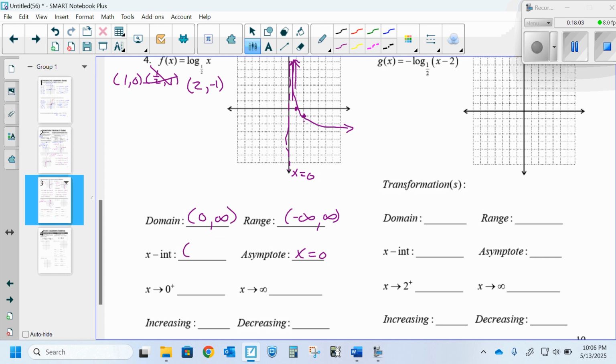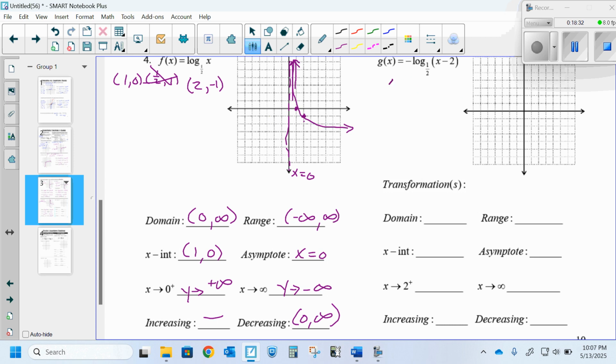X-intercept is 1, 0. Now be careful here. As x approaches 0 from the right, as you get to 0, your y value is going up. As x goes to the right, your y value is going down. This is decreasing from 0 to infinity.